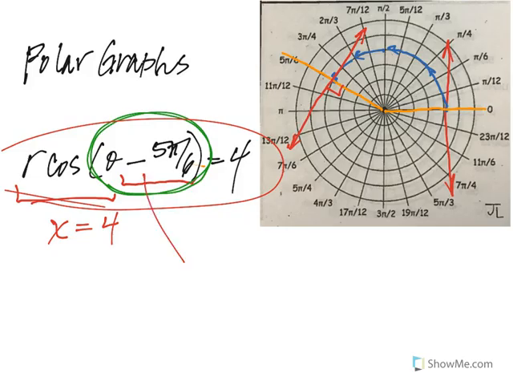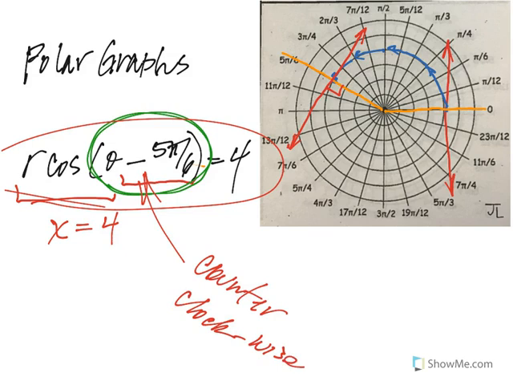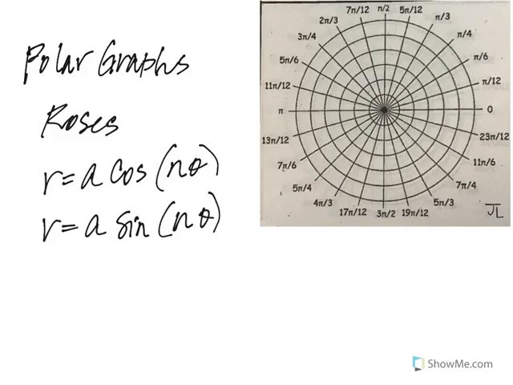Another way to look at it is that this negative means counterclockwise, or anti-clockwise, as Mr. Fulb says. And if it's plus, it's clockwise. I prefer to think of it as just the opposite operation to theta. Okay. All right, let's talk about roses.